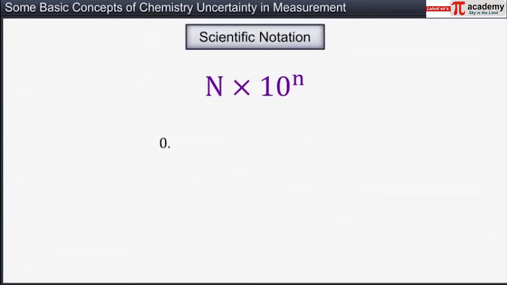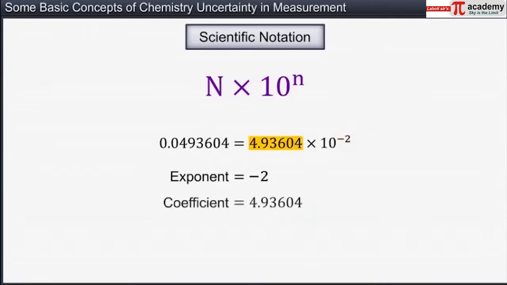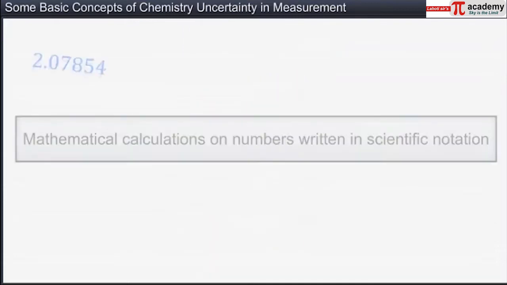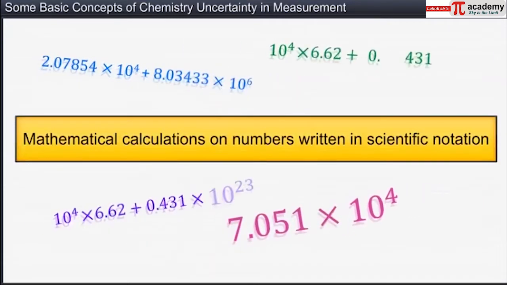Similarly, the number 0.049364 is written as 4.9364 multiplied by 10 raised to the power of -2. Here, we have to move the decimal point 2 places to the right. Hence, we can say that the exponent is -2 and the coefficient is 4.9364.